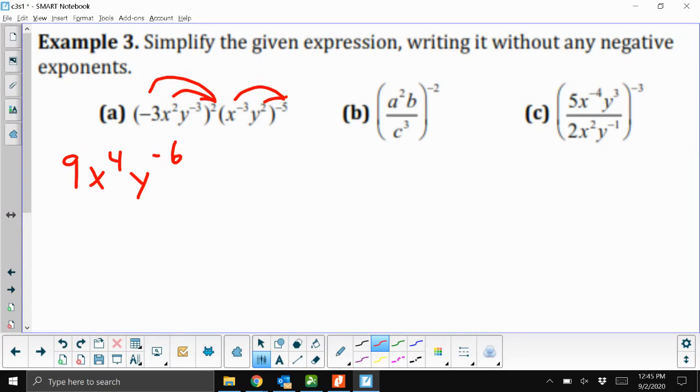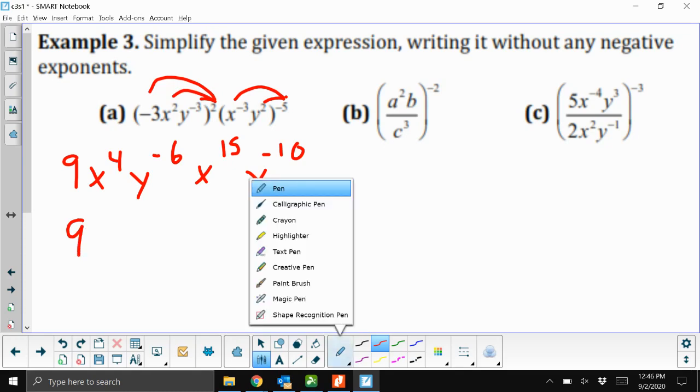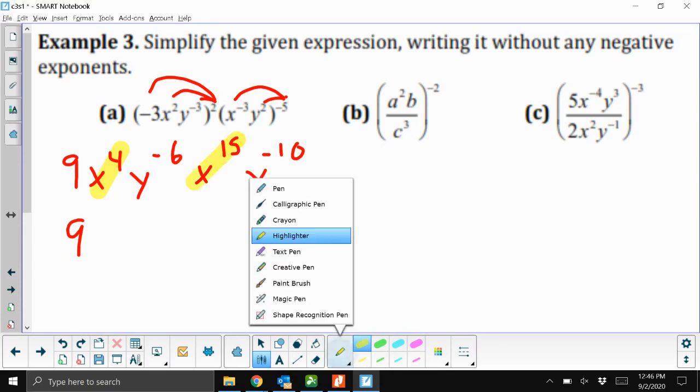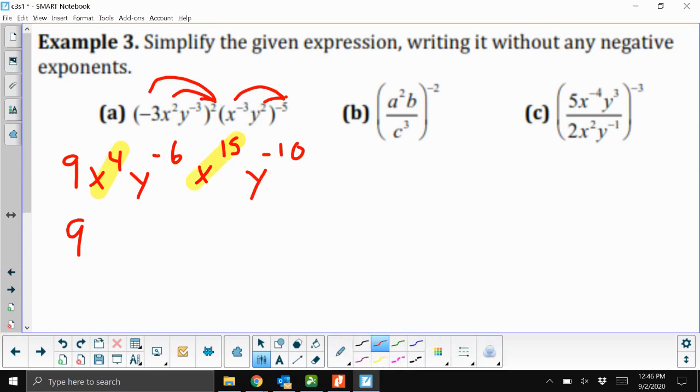Now I'm going to do the same thing here. So x to the positive 15th, right? Because negative 3 times negative 5 is positive 15. Y squared to the negative 5 is negative 10. So now let's go ahead and combine all these. We could move them too. Actually, let's try to do all this in like one step. So I'm going to work my way across. In my numerator, I got a 9. And then let's take a look at the x's. So we got x to the fourth and x to the 15th. So we would add those up and get x to the 19th.